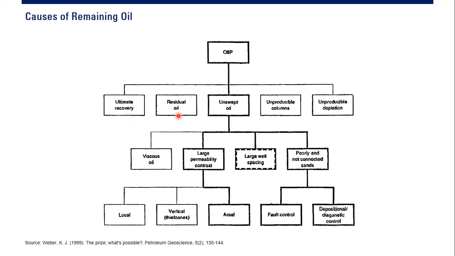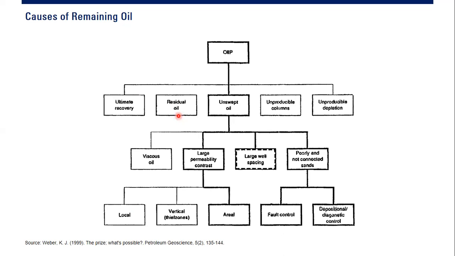And we also have unproducible column. Somehow we cannot reach that column, we cannot reach that zone. And of course, we cannot drain the oil there, and we call that unproducible column. And lastly, unproducible depletion. We can produce at that area, water flood can somehow reach that point, but because the area has already been very, very depleted, at very, very low pressure, you cannot move it up from the bottom hole to the surface.